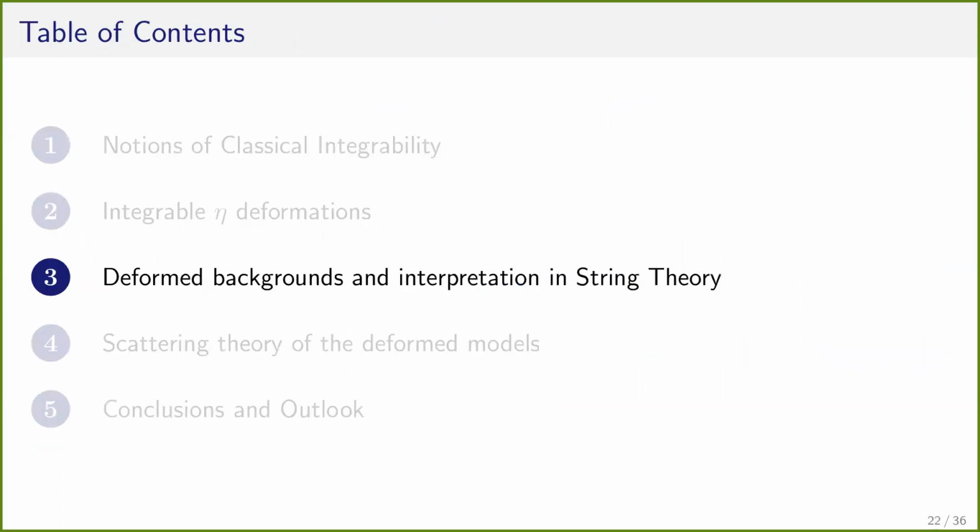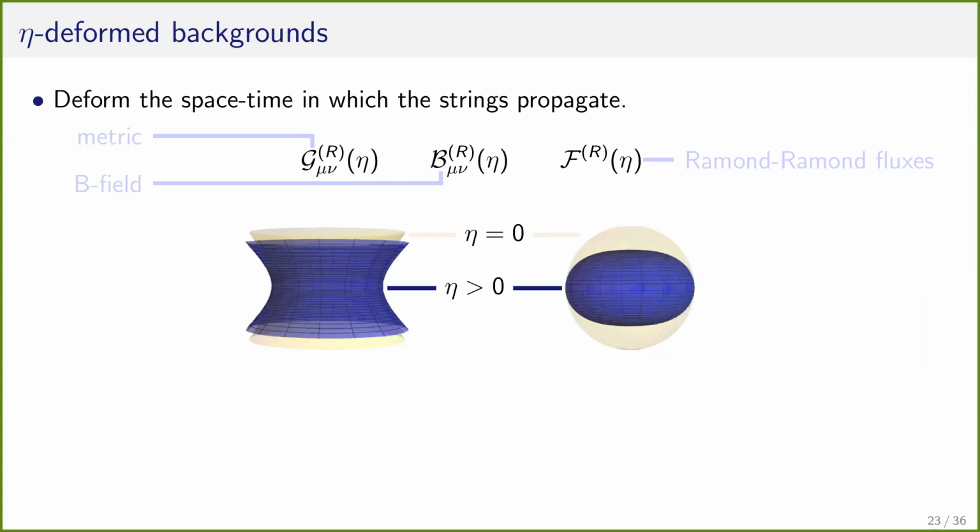So let's now look at the interpretation of these different eta deformations in string theory. These eta deformations will deform the space-time in which the strings propagate. So if you start with AdS5 x S5 and do the eta deformation of AdS5 x S5, the geometry that you end up with is no longer AdS5 x S5, but it is a one-parameter deformation of the original geometry. So for instance, here I have illustrated how the deformation affects the sphere.